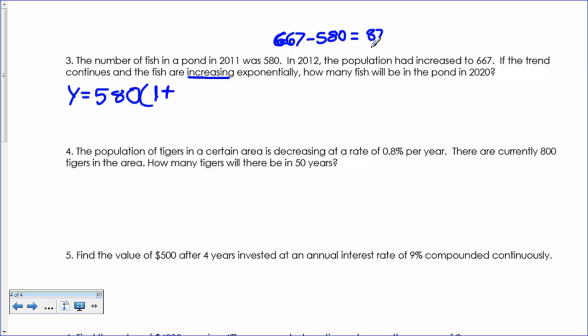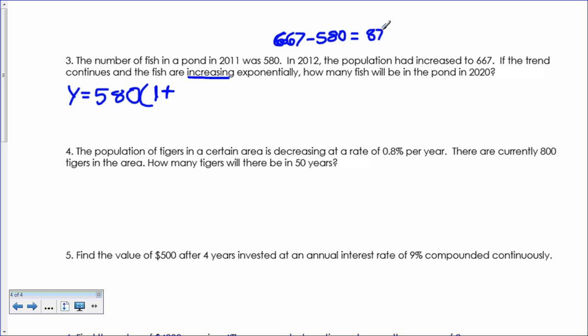Now 87 is not the rate. Dividing by 100 is not the rate. It's not 87 or 0.87. This just tells you how many more fish there were. To find the rate, you want to know how much of the initial this is. Did it increase by 5%? Is this 5% of the 580? Is this 10% of the 580? That's how you figure out what the rate is.